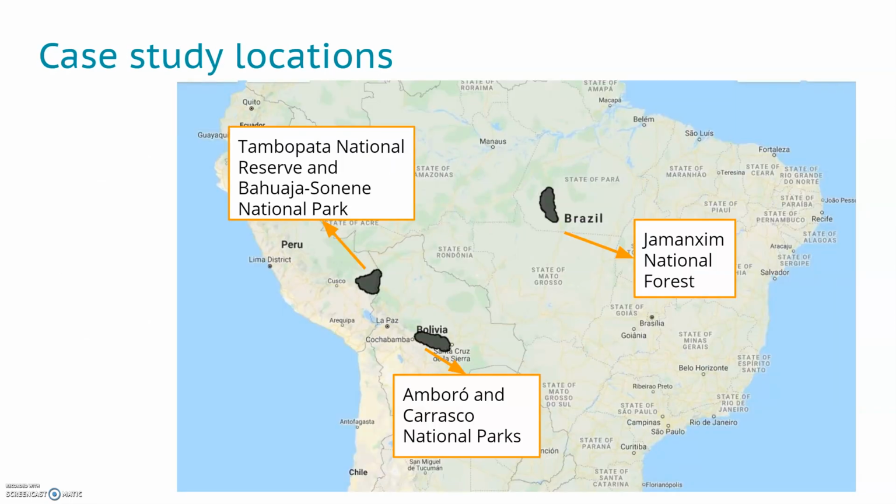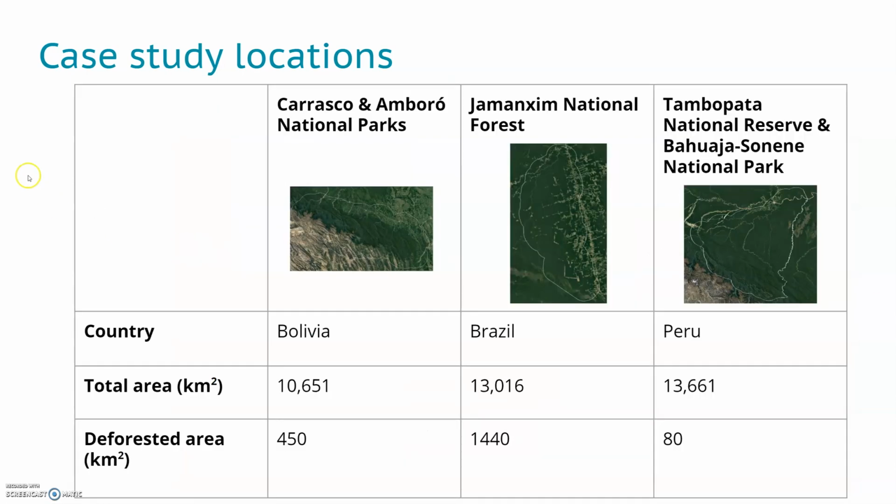So to be able to assemble and interpret the rich qualitative data we're interested in, we took a case study approach that allowed us to compare dynamics across 3 protected area complexes: Xamanchín National Forest, Tambopata National Reserve and Bahuaja-Sonene National Park, and Amboró and Carrasco National Parks. We chose these 3 case studies because all of them have experienced forest loss and conversion to agriculture, and they're about the same size but have different socioeconomic and political dynamics. Also worth noting, for this study we included the protected area complexes and then added a 10-kilometer and 20-kilometer buffer around the protected areas to account for what's going on directly outside the protected area.